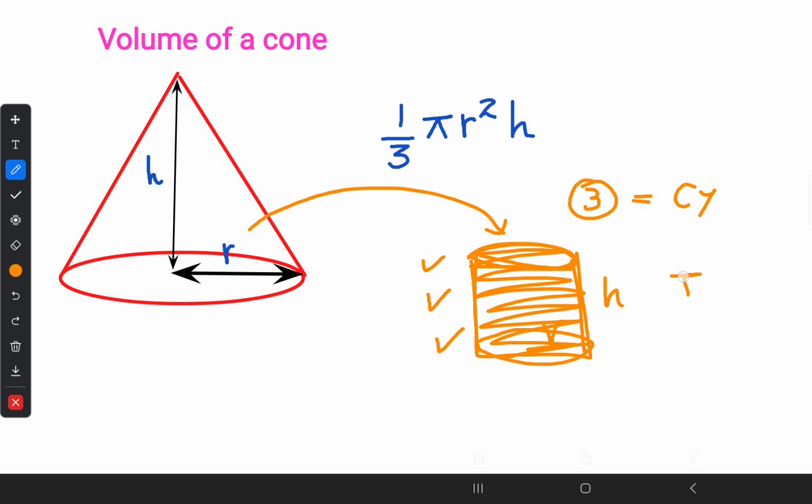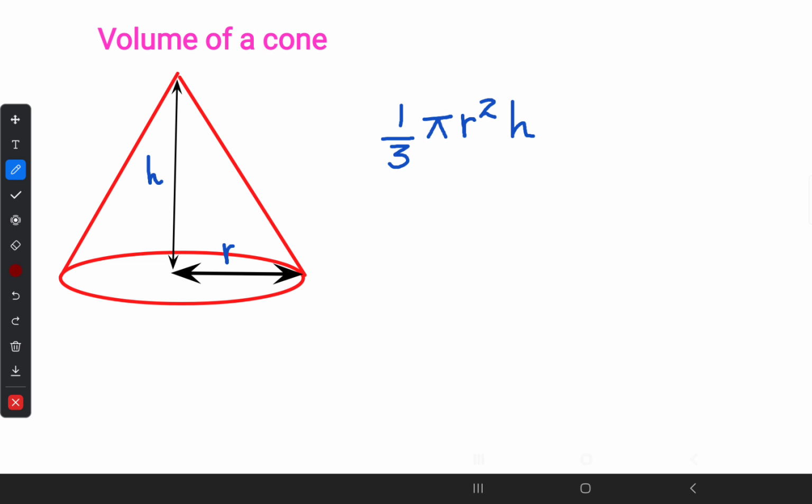We know the formula to find the volume of a cylinder, that is pi r square h. The cone would be 1/3 of that, so 1/3 of pi r square h. This is the reason behind this 1 upon 3.